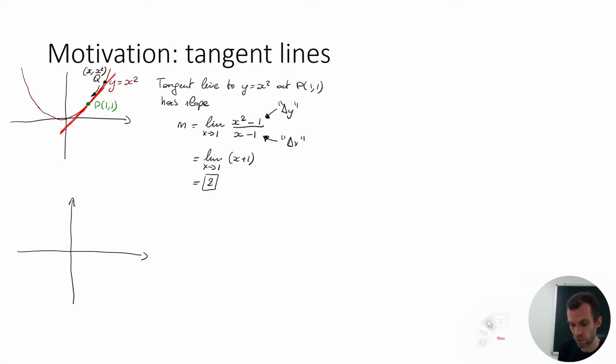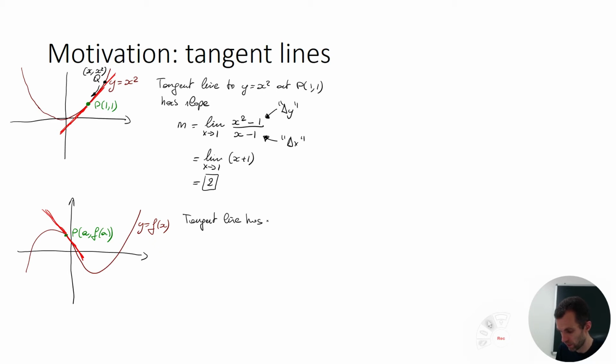Let's take the graph of an arbitrary function y equal to f of x. And let's take a point P here with coordinates a, f of a. And again, we want to compute the tangent line at that point, so probably that line is going to look a little bit like this. So in this case, the tangent line has slope given by the following expression.